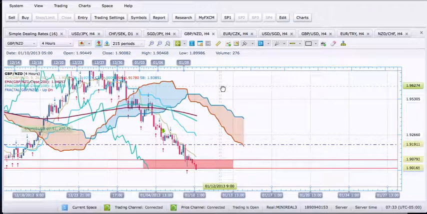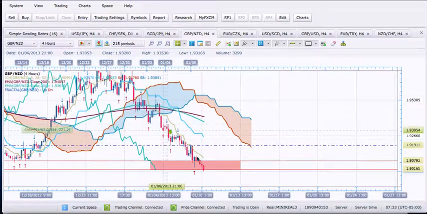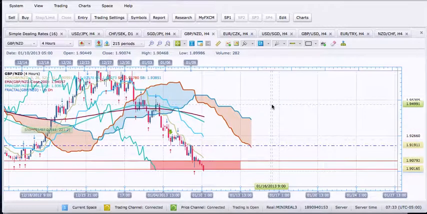Right now I'm trading in the pound and New Zealand dollar. This is the 4-hour time frame. As you can see, I have the Ichimoku system on. I also have the fractals on, and I'm using price action indication without the Heikin Ashi. And these are the moving averages, the 100 moving average and the 200 moving average.